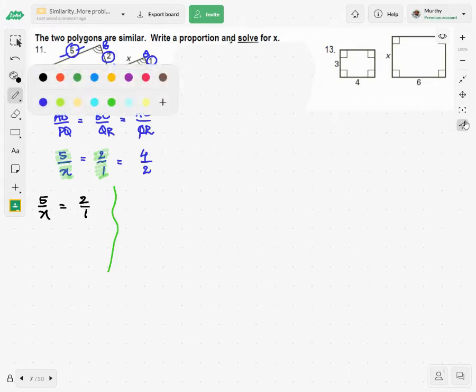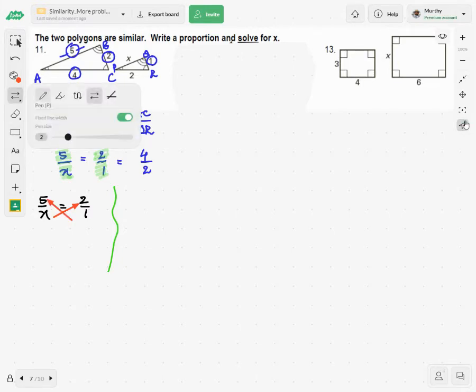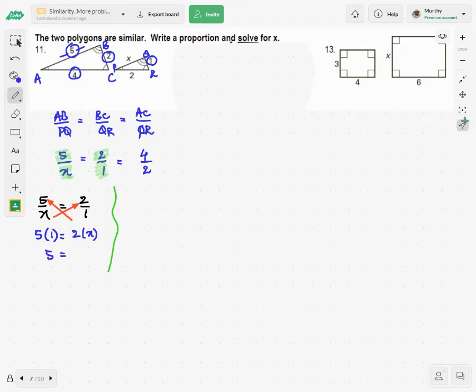So let's compute 5 over x equals 2 over 1. In this kind of scenario, it's easy to compute if you are following the cross multiplication method. So cross multiplication means, as I mentioned in my previous class, you go this way, you go this way and multiply. 5 times 1 equals 2 times x. Then 5 ones are 5 equals 2x. You know how to eliminate 2 to isolate x. So division by 2, the inverse operation. So x equals 2.5.